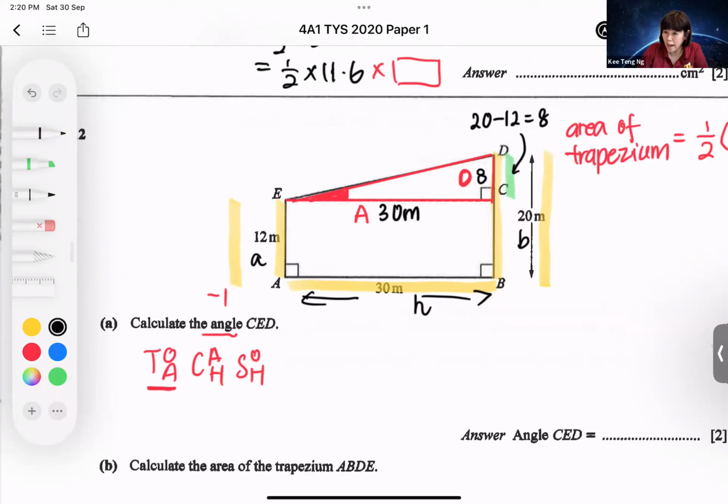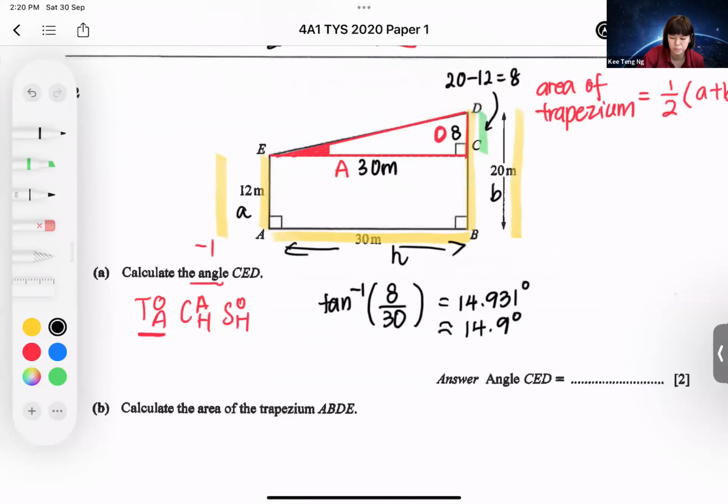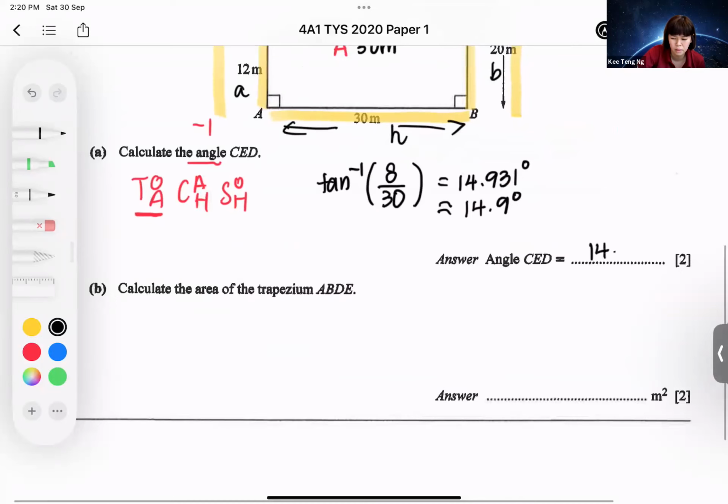Now, since we want to calculate the angle, we need an inverse. So this one will be tangent inverse. Angle equals, bracket, O over A. O will be 8, A will be 30. Shift, second function, shift tangent 8 over 30. Close the bracket. Then we get about 14.9314 degrees. Angle to 1 decimal place, 14.9 degrees. Please remember to write in the units accordingly.